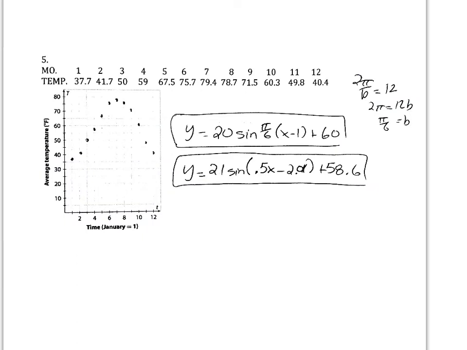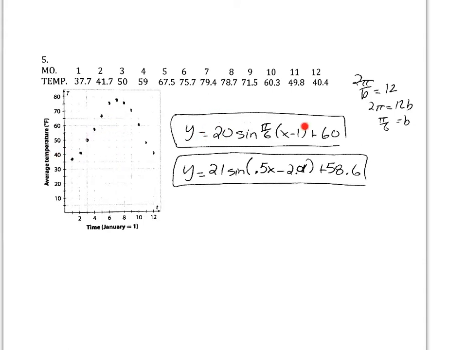Here's the second one. Did the same thing, but it is a tad bit different, so I'm looking for the midline. I estimated my lowest point to be about 40. My highest point was up at about 80. Halfway between 40 and 80 is 60, so there's my midline. That's my last number. If my midline's 60 and it goes up to 80 and down to 40, that means the amplitude is 20, so I put a 20 right there.